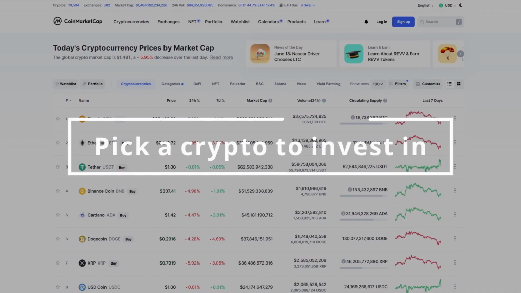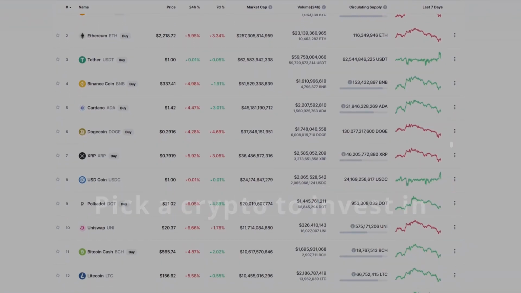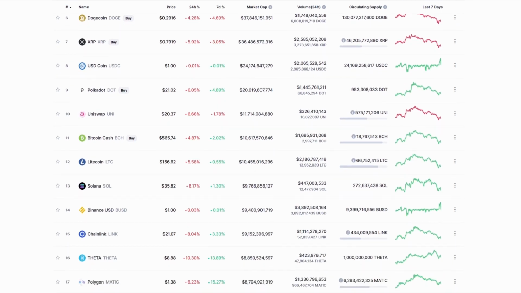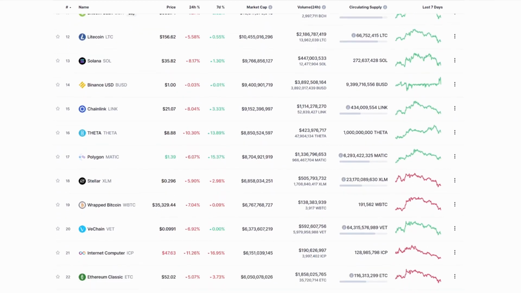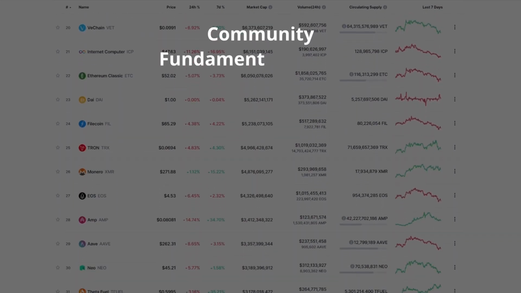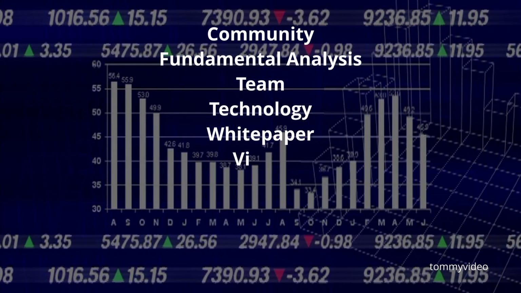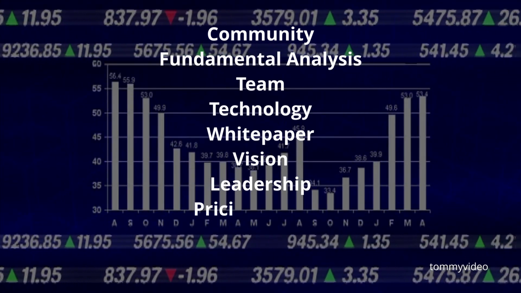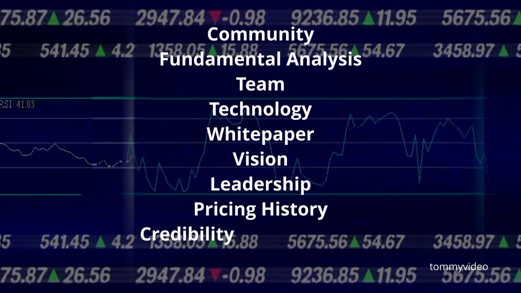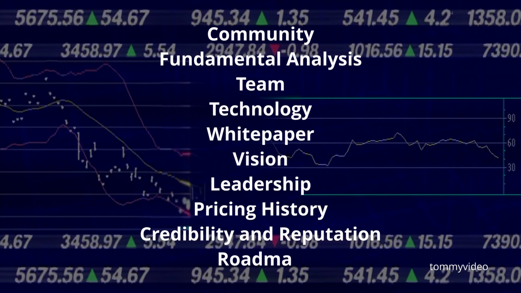Number 2. Pick a crypto to invest in. Always do your own research. Things to look at when researching: the community, fundamental analysis, the team, the technology, the white paper, their vision, their leadership, pricing history, credibility and reputation, and their roadmap.